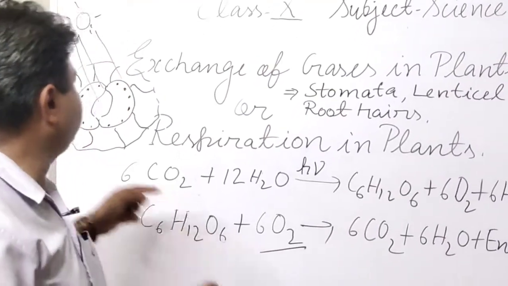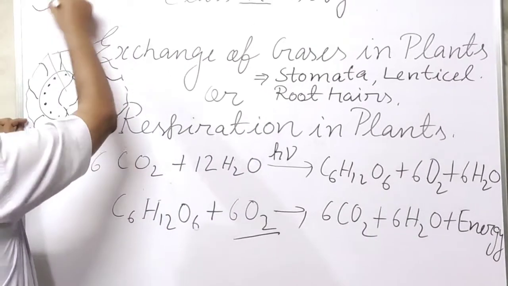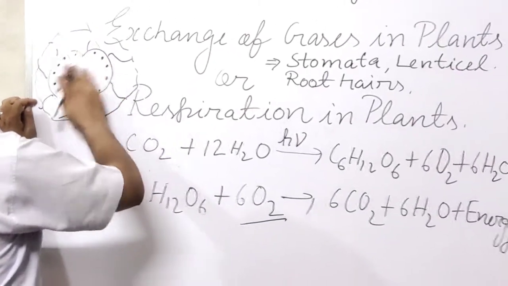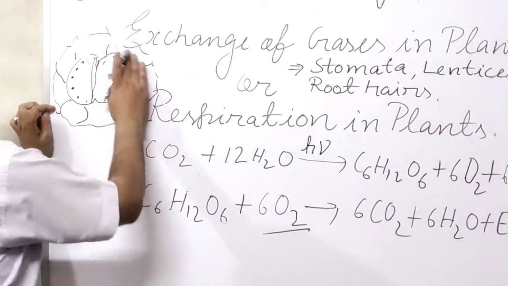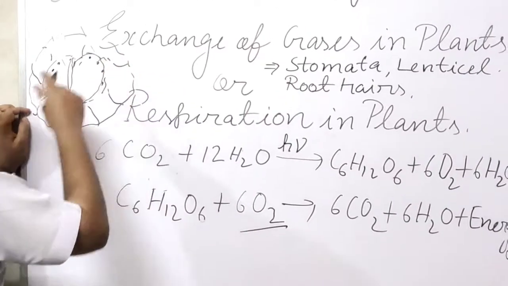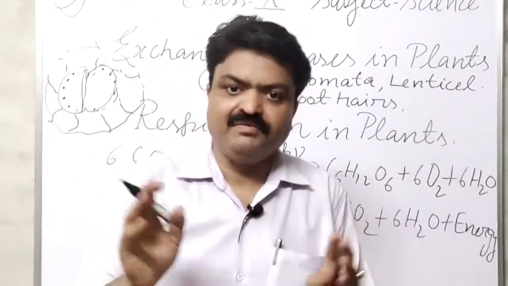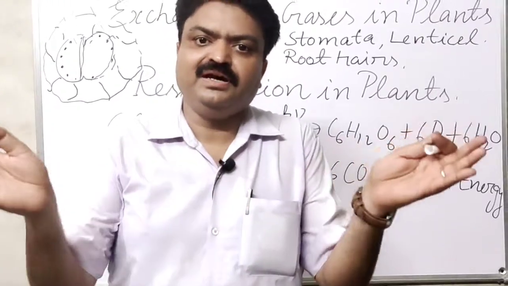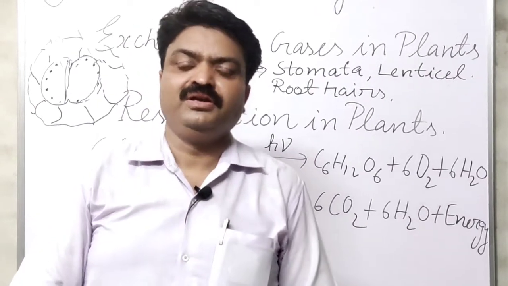But when there is no sunlight, students, at that time they are closed. They are closed due to contraction of the guard cells, because those guard cells don't get water, due to which the guard cells don't have turgor pressure on them, and they are closed. The guard cells shrink and the pores are closed in the night time.